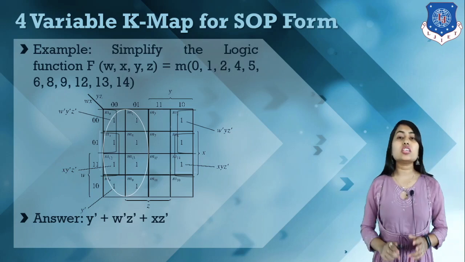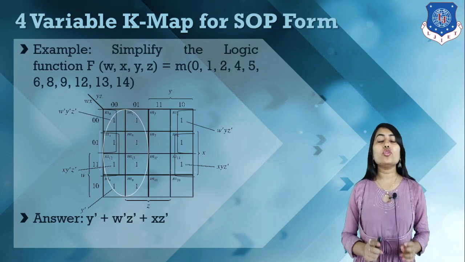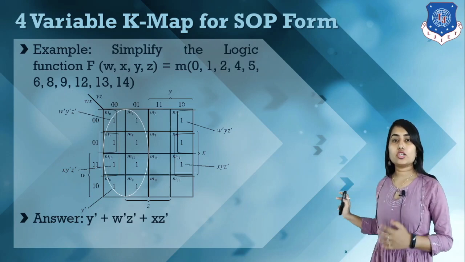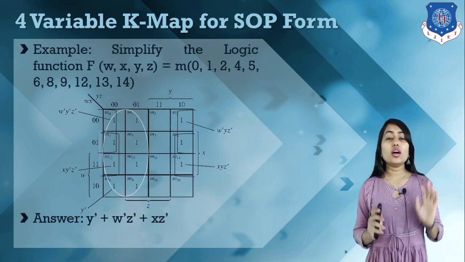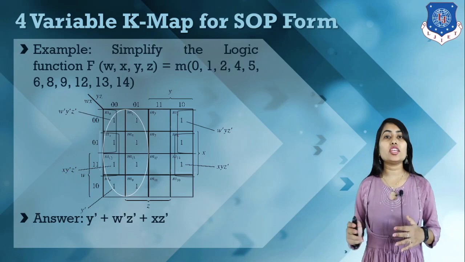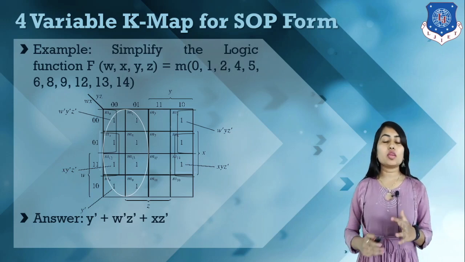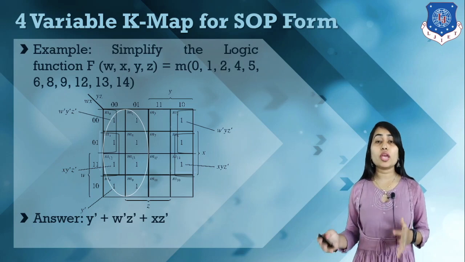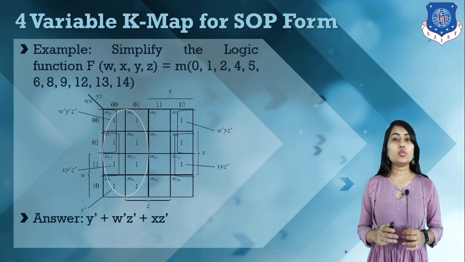So this is how we can simplify a 4 variable K map using the Karnaugh map method. This is how any SOP format logical function can be simplified using either a 2 variable K map, or a 3 variable K map, or a 4 variable K map, depending on the input conditions.